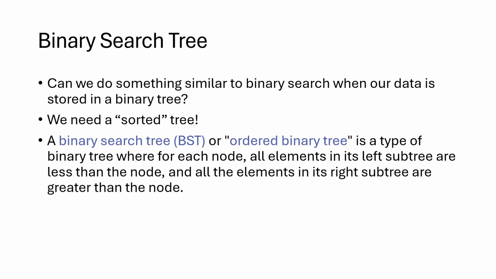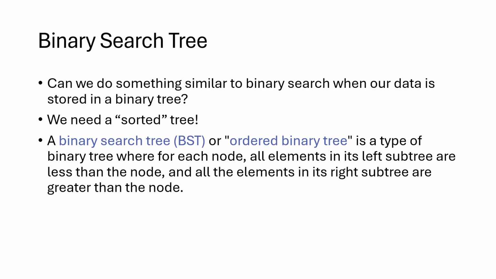So a binary search tree, or sometimes called an ordered binary tree, is a binary tree where at every node, all the elements that are on the left subtree of that node are less than the node, and everything on the right subtree is greater than the node itself. And that should be true not just at the root level, but on every node in the tree. If that property holds, then we call the binary tree a binary search tree.